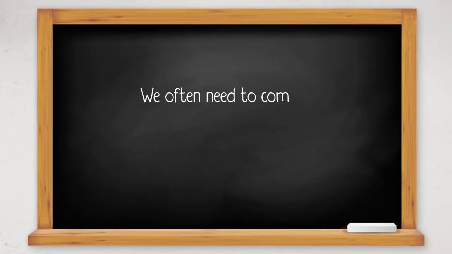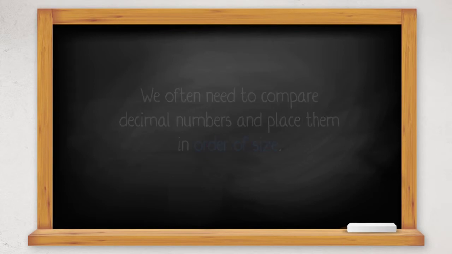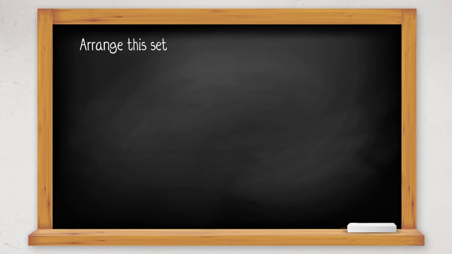We often need to compare decimal numbers and place them in order of size, for example, to compare times or to compare weights. We need to arrange this set of decimal numbers in order of size, starting with the smallest.